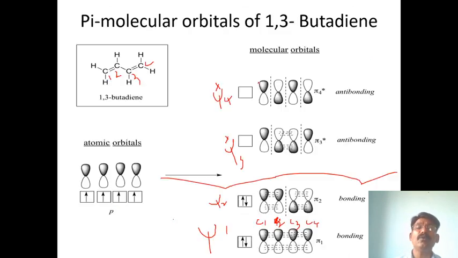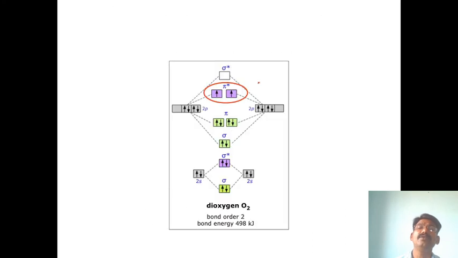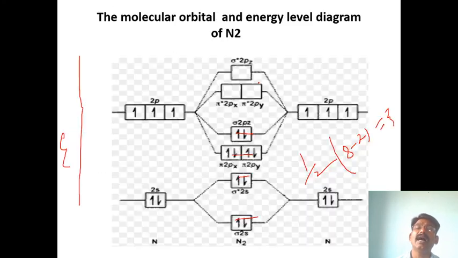So the most important are 1,3-butadiene and F2, oxygen and nitrogen. These are very important. So you have to remember, draw, and practice the diagrams and bond order, magnetic property, and molecular configuration. These are very important. Okay, thank you very much.